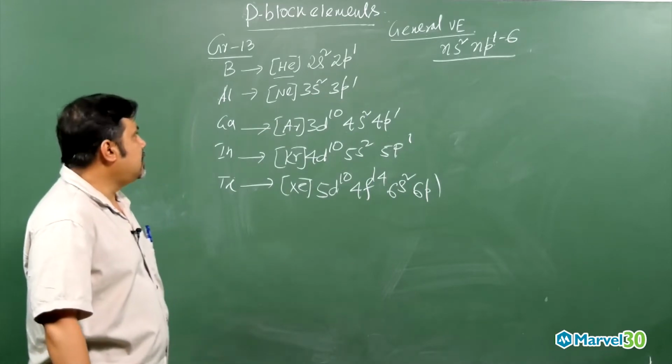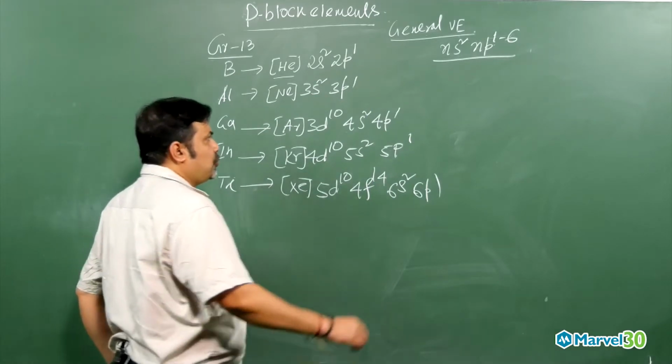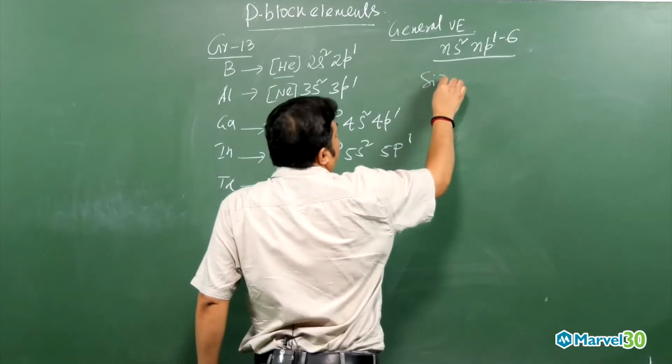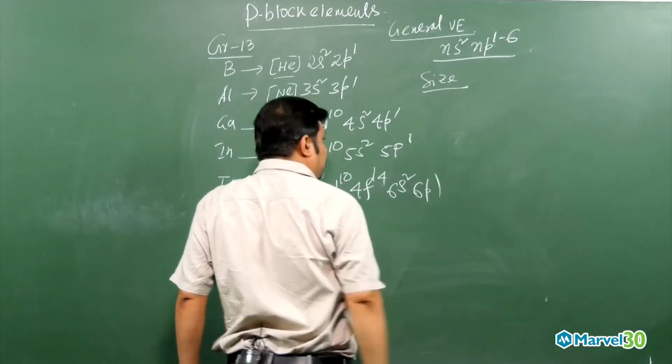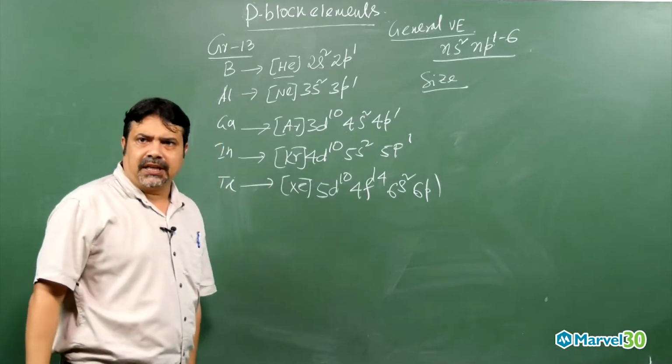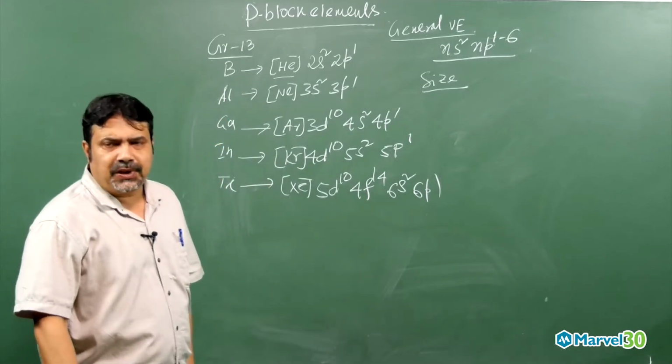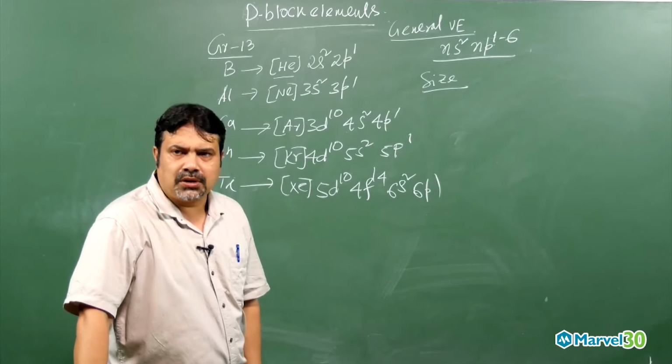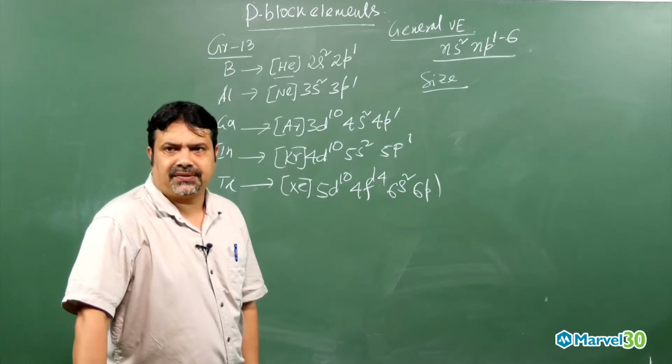So now you look at the properties. We will go through them very effortlessly. Size. Down the group, generally we know, as the number of shells increases, the distance from the nucleus to the valence electron will be more. So that is why the size will increase. That is what we know.